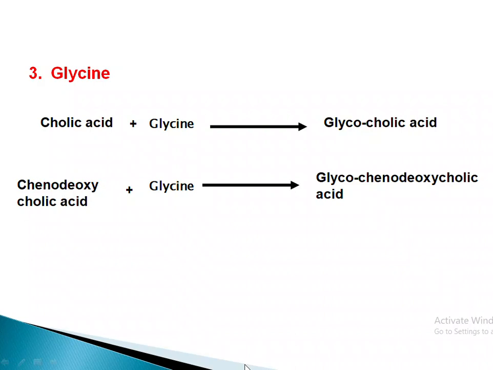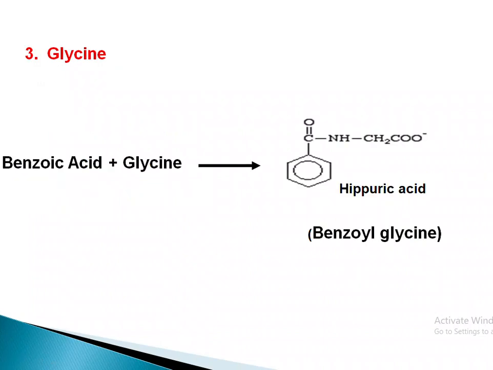Glycine, as part of normal body metabolism, conjugates bile acids, converting cholic acid into glycocholic acid, chenodeoxycholic acid into glycochenodeoxycholic acid. In addition, it also detoxifies many other substances, converting the harmful substances into harmless derivatives. For example, it can conjugate benzoic acid, a food preservative, into hippuric acid, which is also known as benzoyl glycine, which is easily excreted from the body.